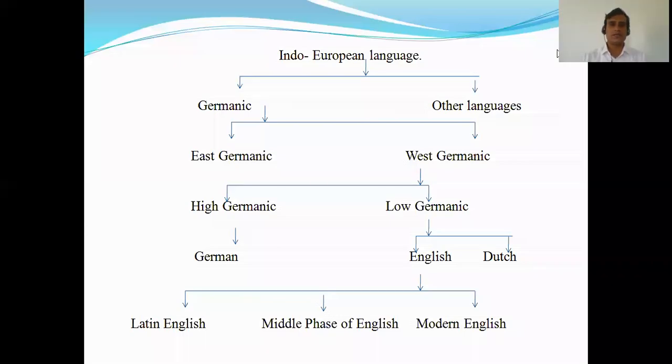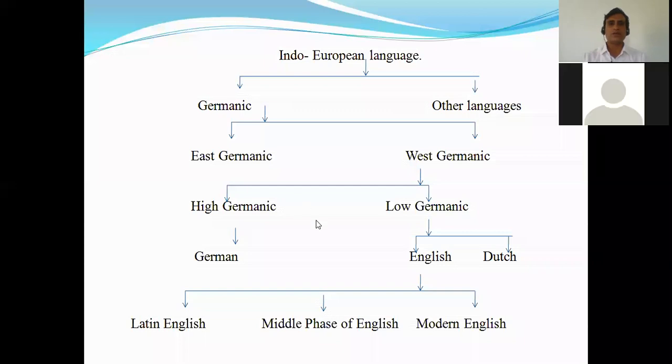Let's proceed further. Germanic was divided into two different segments, East Germanic and West Germanic. West Germanic was also divided into two further segments, High Germanic and Low Germanic. High Germanic has given birth to the German language, and Low Germanic has given birth to the English and Dutch languages. As per the chronology, the English language is divided into three different sections.